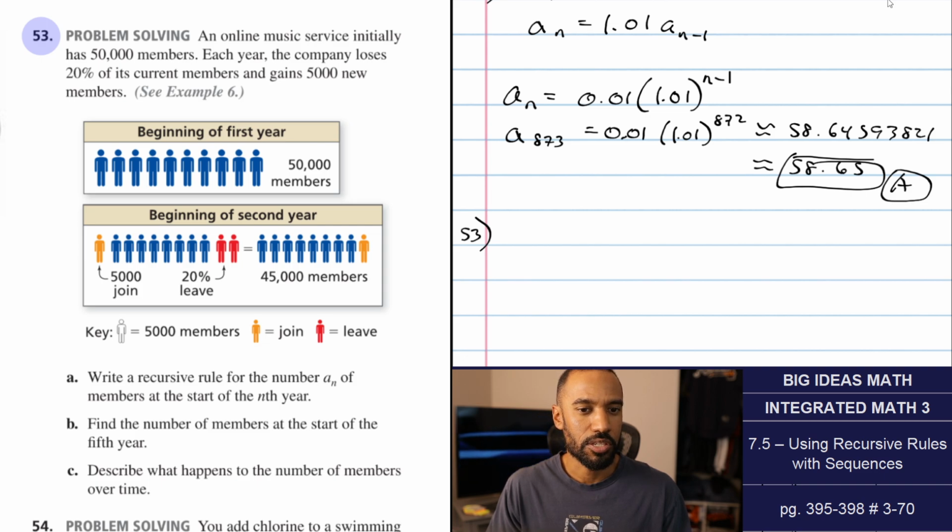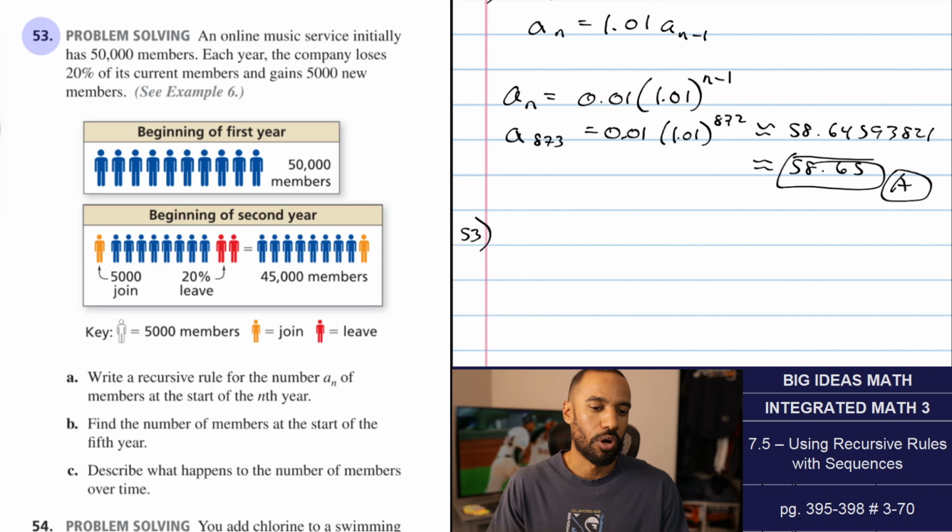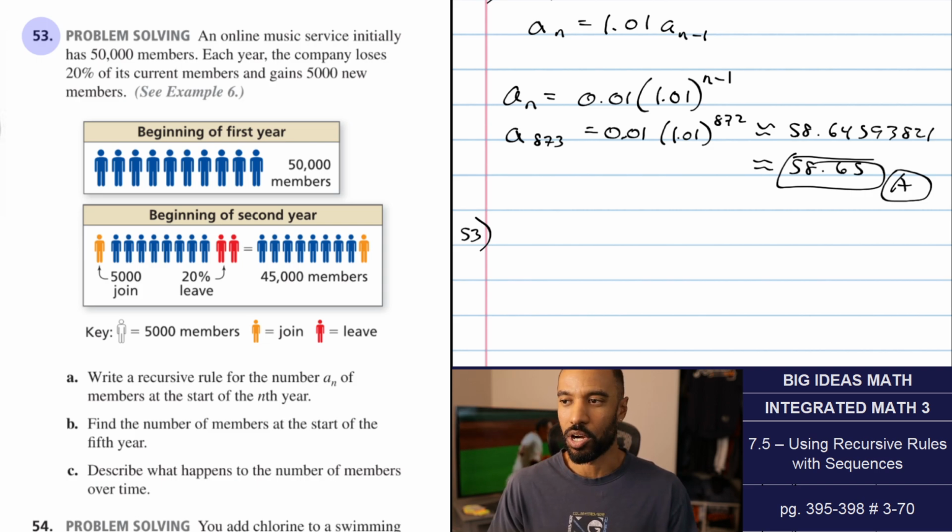An online music service initially has 50,000 members. Each year, the company loses 20% of its current members and gains 5,000 new members. Okay, I don't know if I'm going to do anything with the drawing. I don't think the drawing's going to help me much. Write a recursive rule for the number a sub n of members at the start of the nth year.